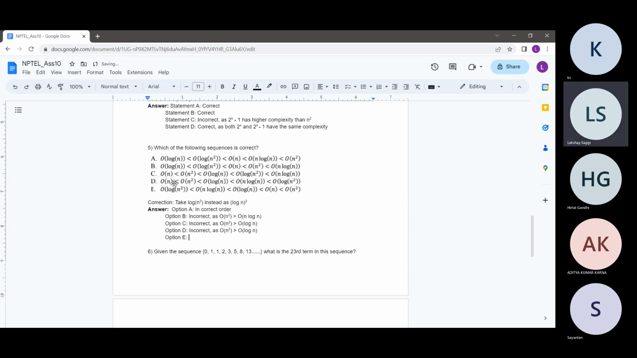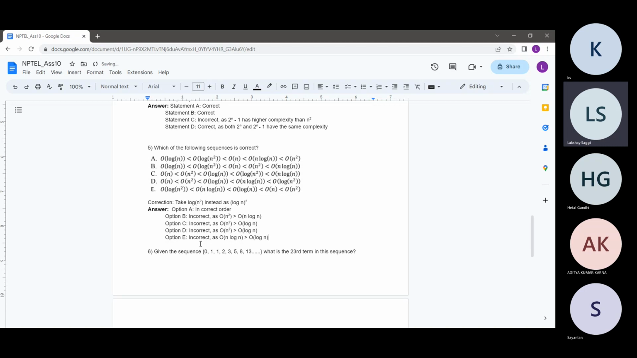Option E says that log of n whole squared is less than n log n, which is correct, as can be seen from earlier. And the next part, that this is less than log n, is the incorrect part. N log n will be greater than log n, because when we take the ratio of n log n by log n, it will come out to n only, which will tend to infinity when n tends to infinity. This is incorrect, as order n log n is greater than order log n.